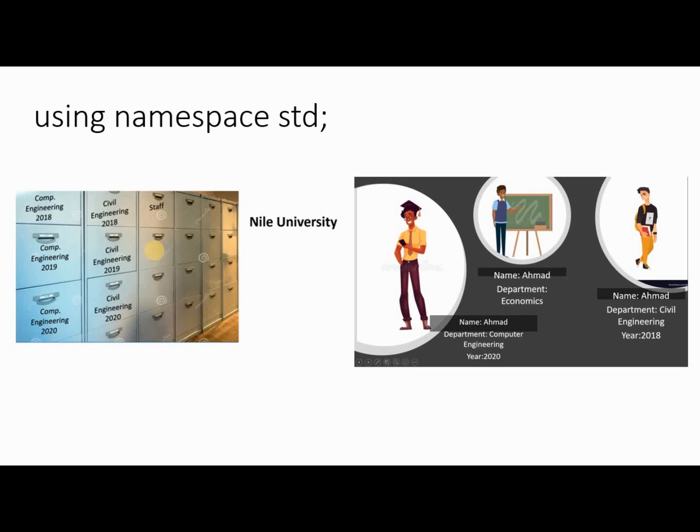So just like it's totally normal to have many students with the same name, and we put their documents to their own drawers, in C++ it's totally normal to have more than one function or object with the same name, and we put them into their own namespaces. Why? To prevent name collision. So the purpose of namespaces is to avoid name conflicts.